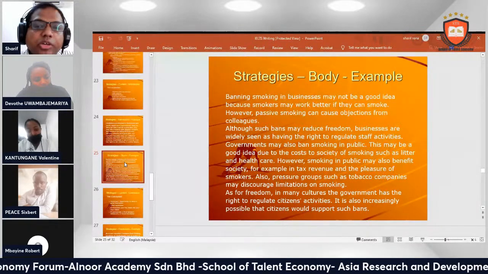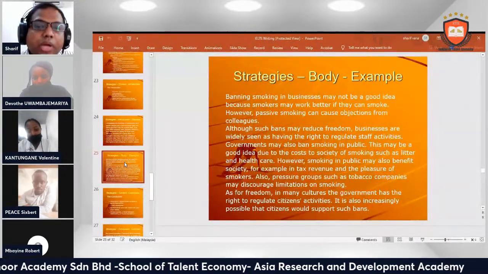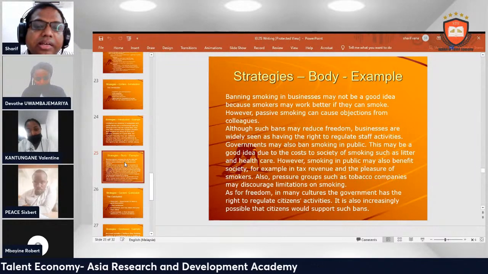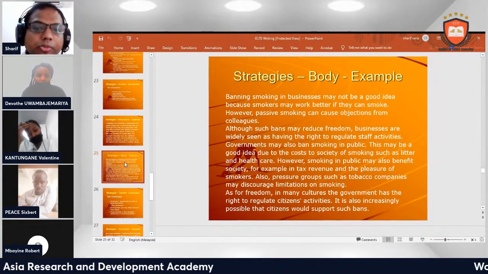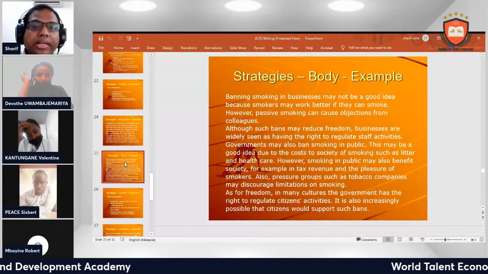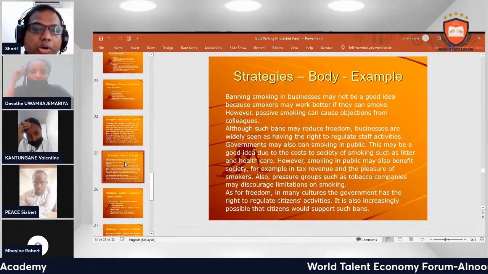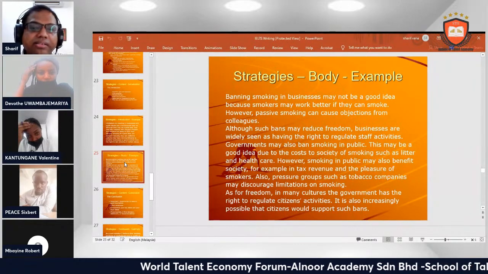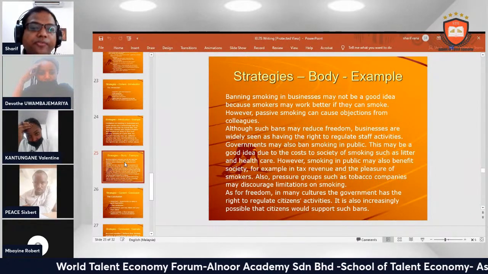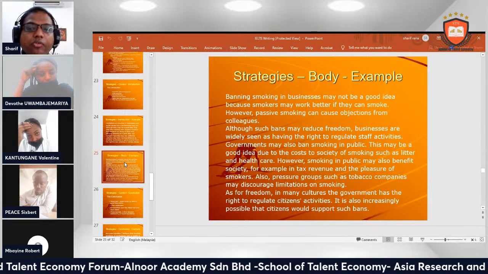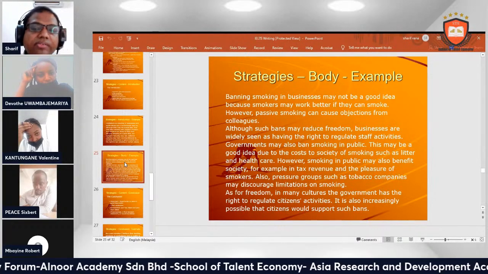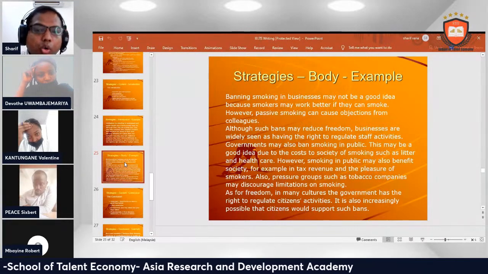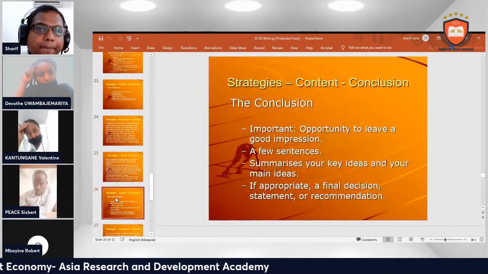Government may also ban smoking in public. This may be a good idea due to the cost to society of smoking, such as healthcare. However, smoking in public may also benefit society, for example, in tax revenue and the pleasure to smokers. Also, pressure groups such as tobacco companies may discourage limitation on smoking. As for freedom, in many cultures, the government has the right to regulate citizen activities. It is also possible that citizens would support such a ban.